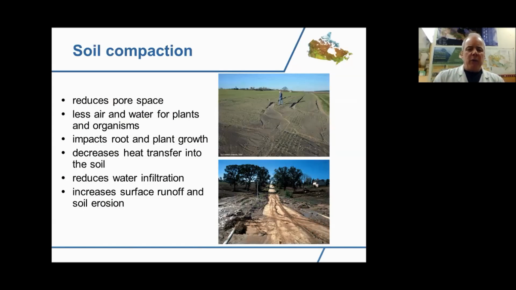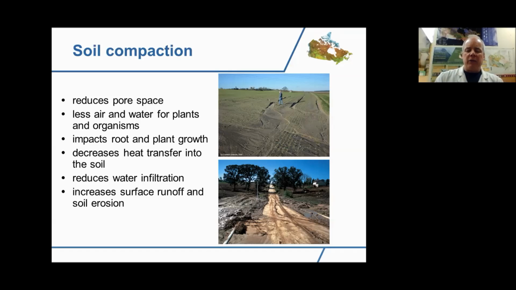So if we have soil compaction, what are some of the potential problems with compaction if we don't mitigate it properly? The first one, which I've been talking about, is that we're going to reduce the pore space. So basically, we're compressing those pores that I showed earlier. And what that means is you've got less air and water for plants and organisms. And in severe cases, you can actually impact root and plant growth as well if you raise the compaction level to an extreme level.